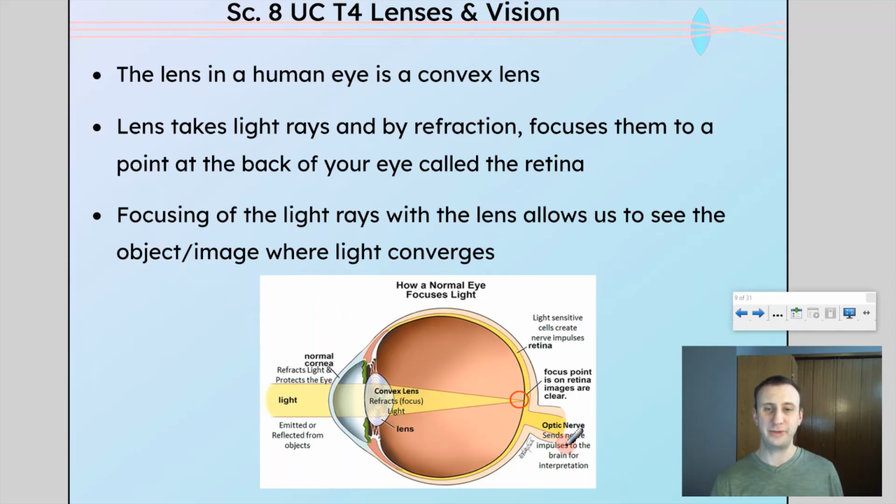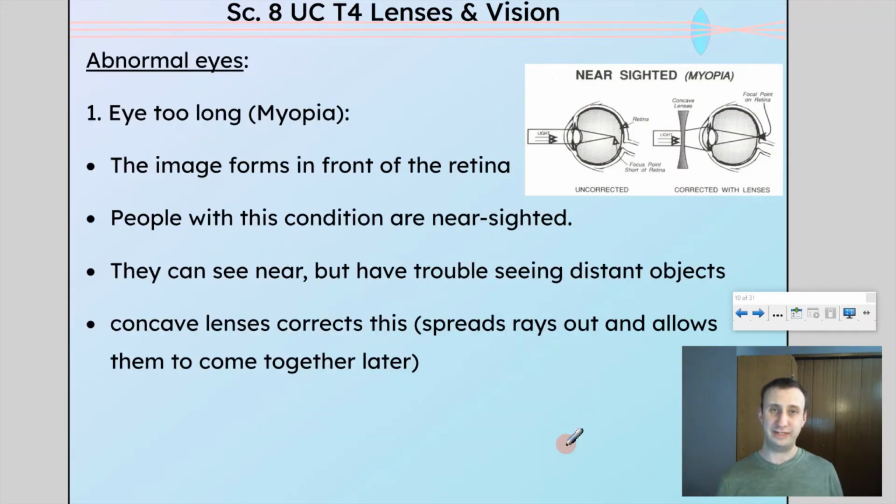Focusing of the light rays by the lens allows us to see the object image where the light converges. This is why when you take a look at an object at one depth, other depths look blurry. The lens is refracting the light from the object you're looking at to properly be on your retina, while the other stuff is out of focus because it's not properly focusing to the right place on your retina for you to be able to see detail.